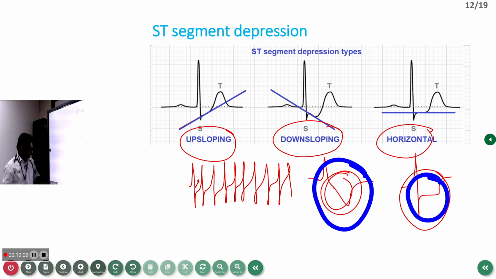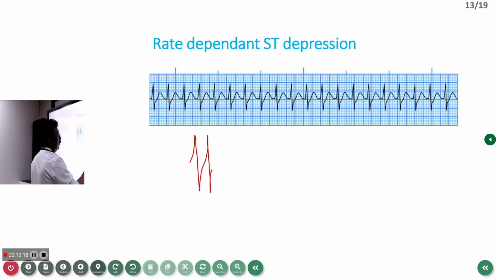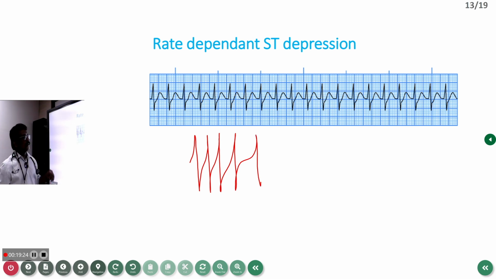Now this is a rate dependent ST depression. What you are seeing is QRS complex, ST is depressed, QRS complex, ST is depressed. So this is a rate dependent ST depression. When you control the rate with some drugs, or suppose it is due to fever, you give paracetamol, it will reverse back to normal.